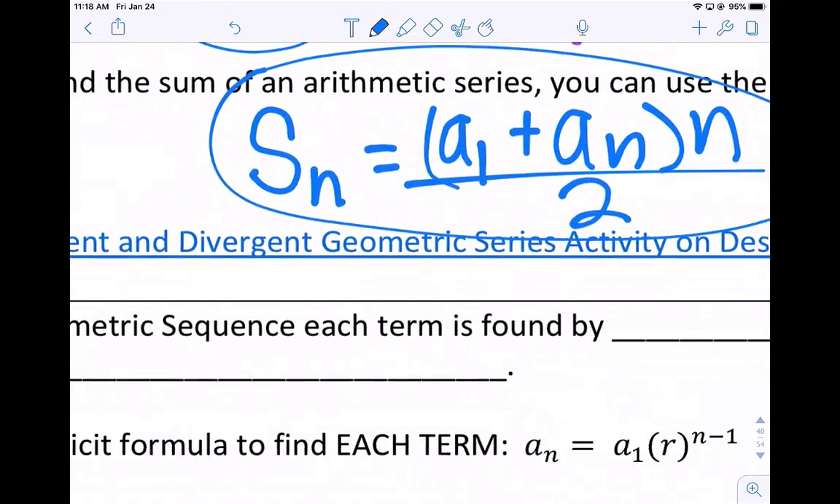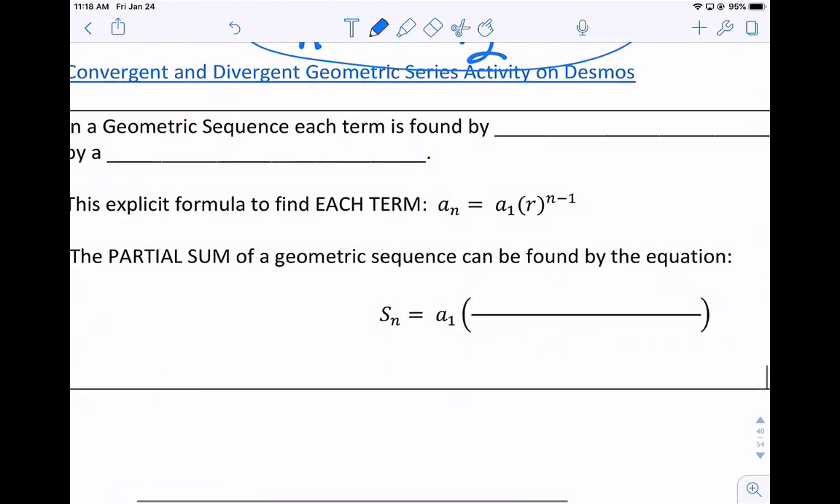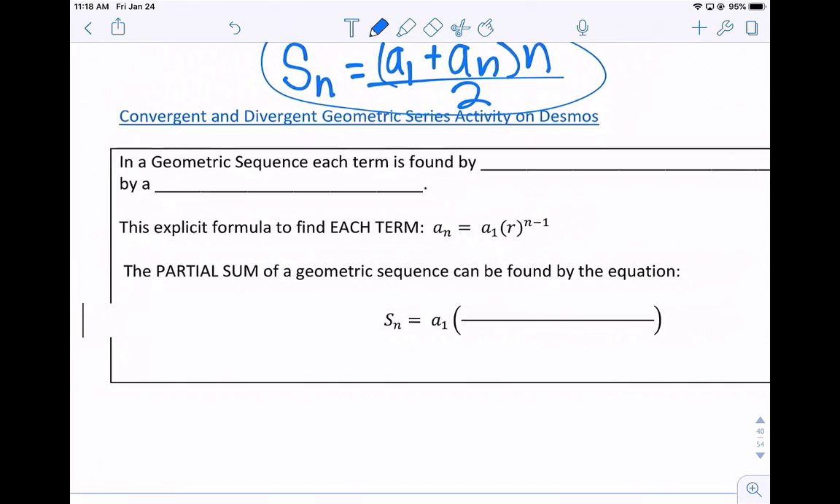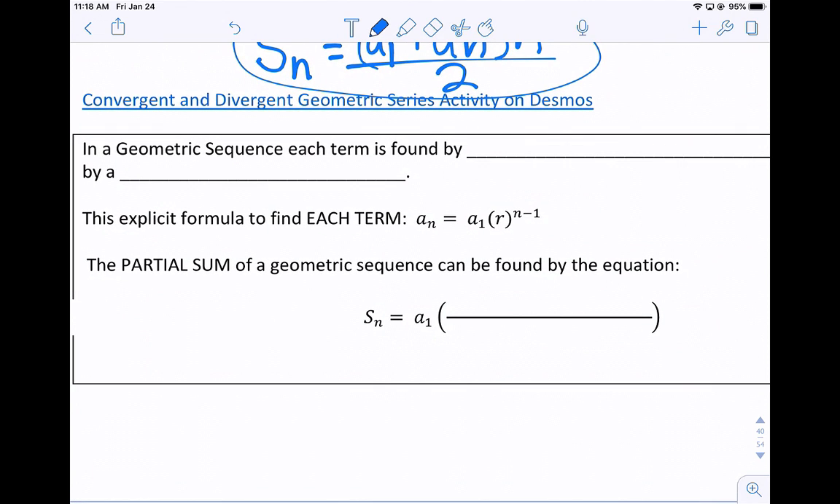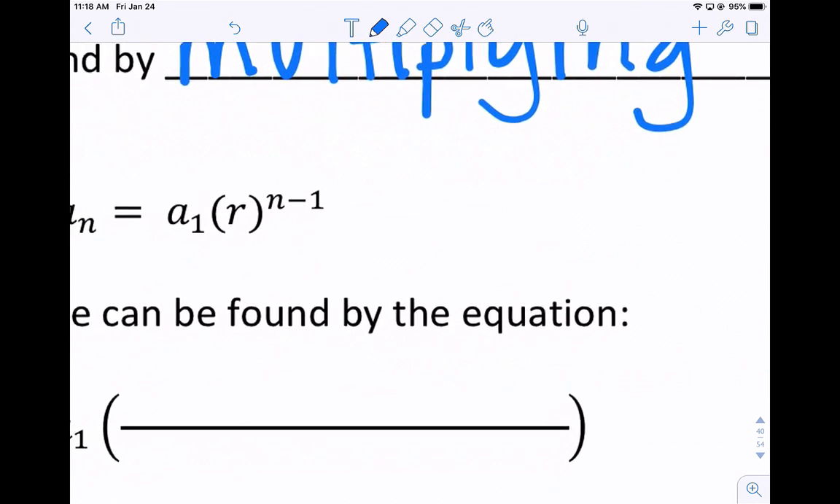And so there's an activity that we do in class, convergent divergent geometric series, and here's the summary for that. In a geometric sequence, each term is found by multiplying the previous term by a ratio. So to find each term, you multiply by another one. And again, here's the explicit formula.